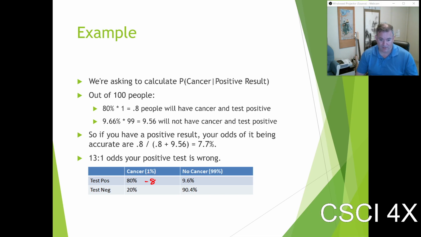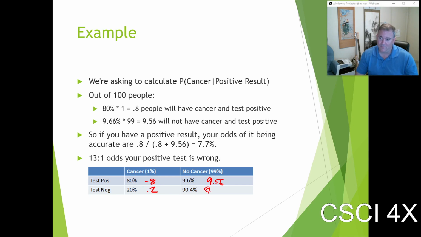There's going to be 0.2 people out of the 100 that have cancer but test negative. There's going to be 99 times 9.6, which is 9.56 people who don't have cancer but test positive. And there's going to be 99 times 0.9, which is, I don't know, do the numbers. It's like 81 people that don't have cancer and successfully test negative.